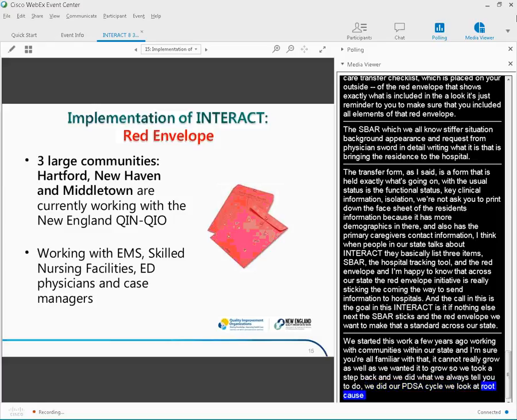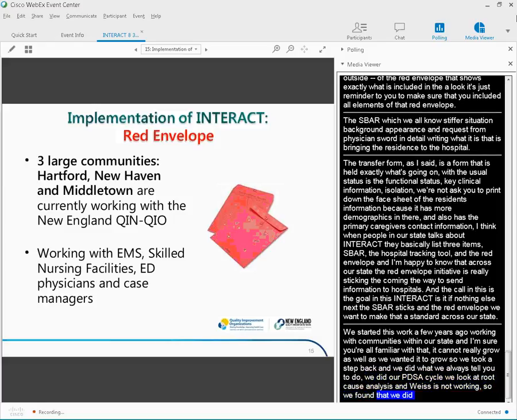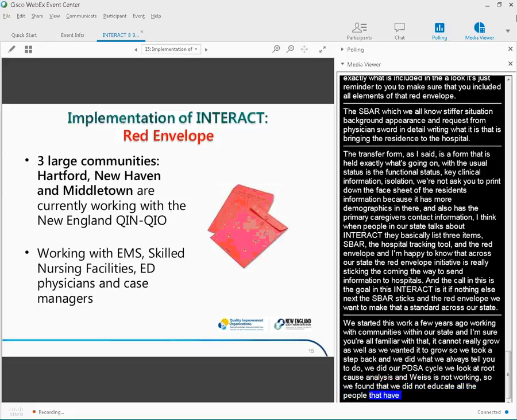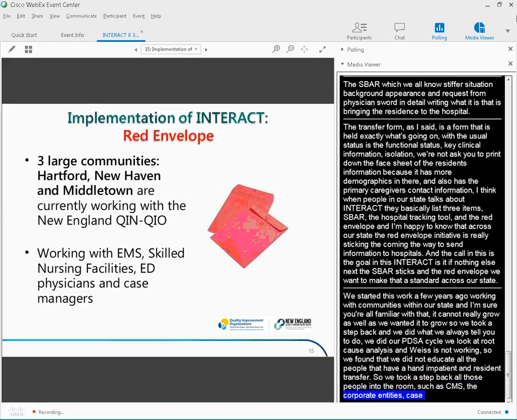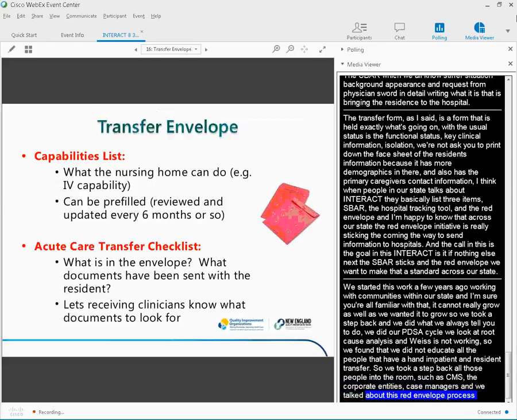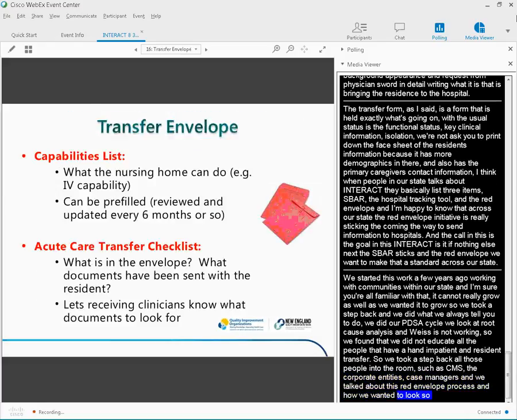So we found that we did not educate all the people that had a hand in patient and resident transfer. So we took a step back. We brought all those people into the room, such as CMS, the corporate entities, ER docs, and case managers, and we really talked about this red envelope process and how we want it to look. So thanks to them, we now have a process that we think really works well.